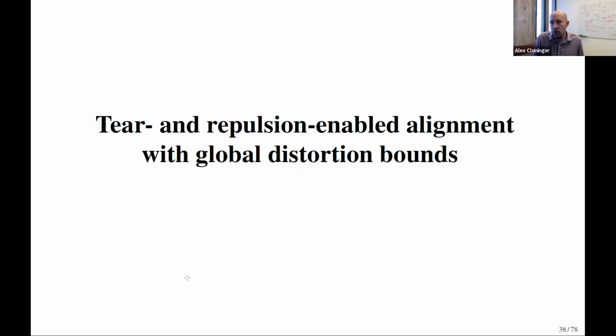Okay, so now what do we have? We have a method for finding nice local views. We have a method for aligning our local views once we start somewhere. I've not specified where, but we start somewhere, and then we have a method for aligning them to get really, really nice, really, really fast. So where do we start? And this gets into a really fun additional topic called tear and repulsion alignment.